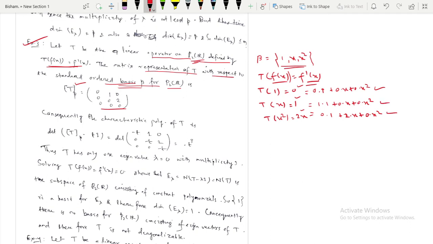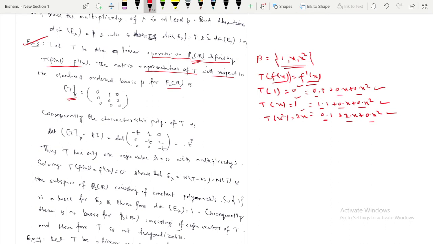Now we can write the corresponding transformation. Here the coefficients are 0, 0, 0, so this is in my first column 0, 0, 0. For the second column, the coefficients are 1, 0, 0, so I have written 1, 0, 0 in the second column. Then for the third column, you have to write the coefficients. This is 0, 2, 0. So this is the corresponding matrix of the transformation T. If any transformation is given, then you can find its corresponding matrix. This is the T of B.